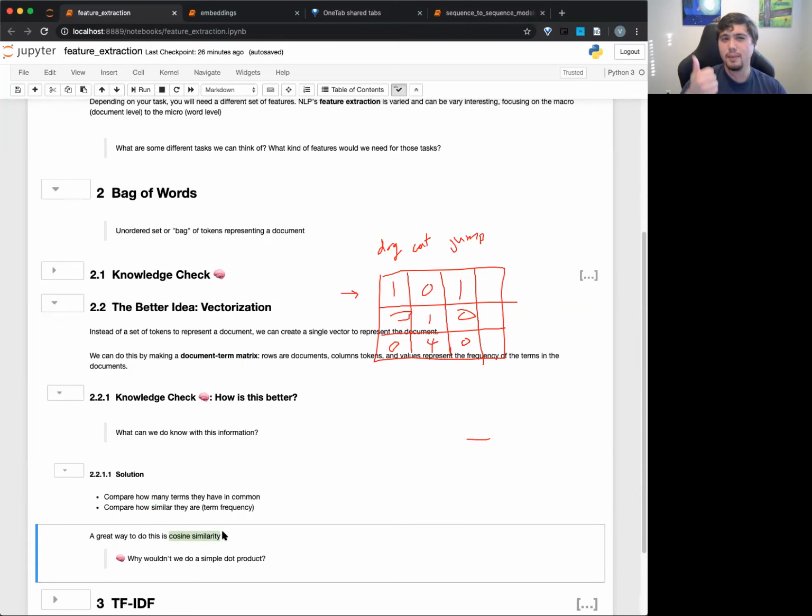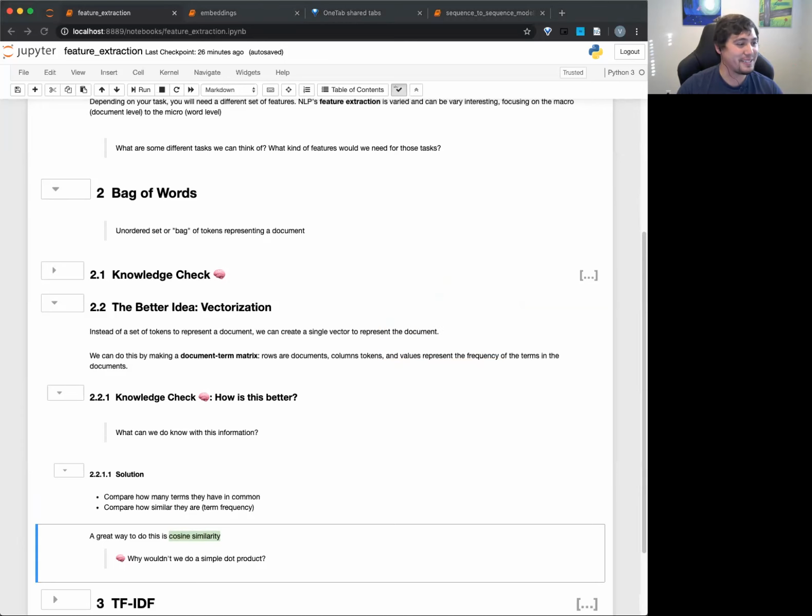Give me a thumbs up if you remember what cosine similarity means or what that does. Okay, I see a thumbs up. I probably saw a couple of head shakes, a couple of people probably not knowing what to say about this.